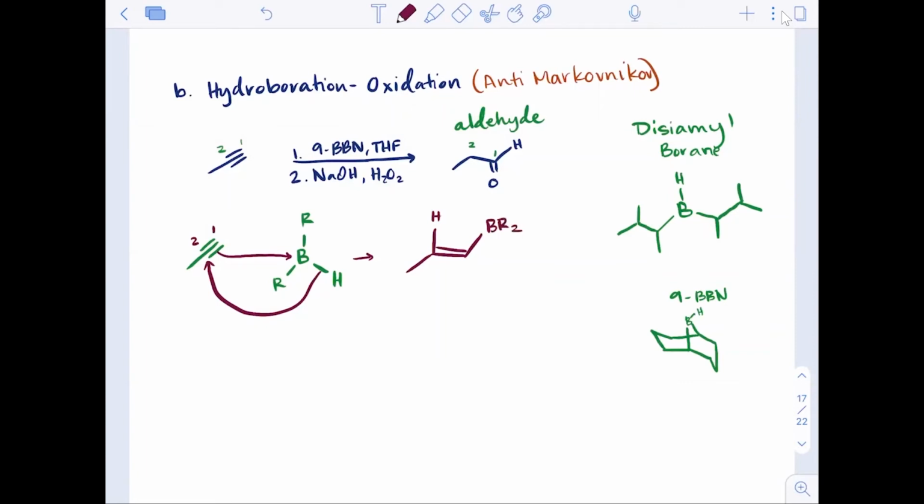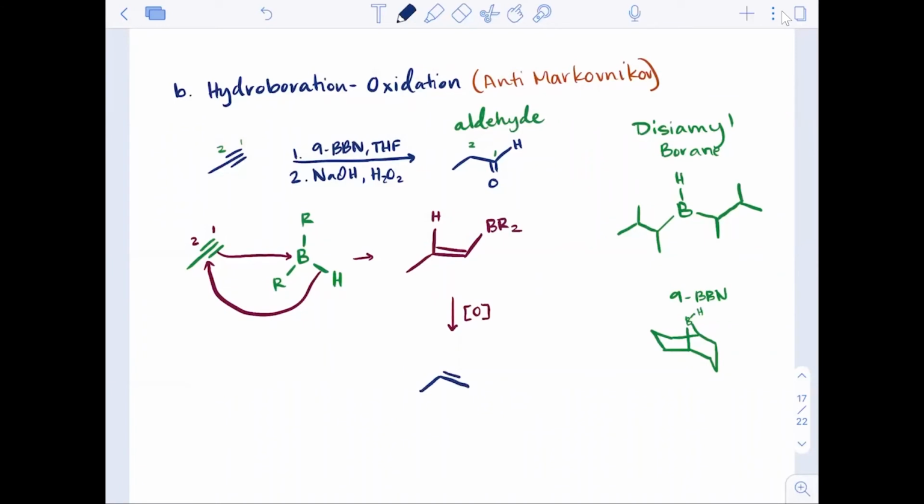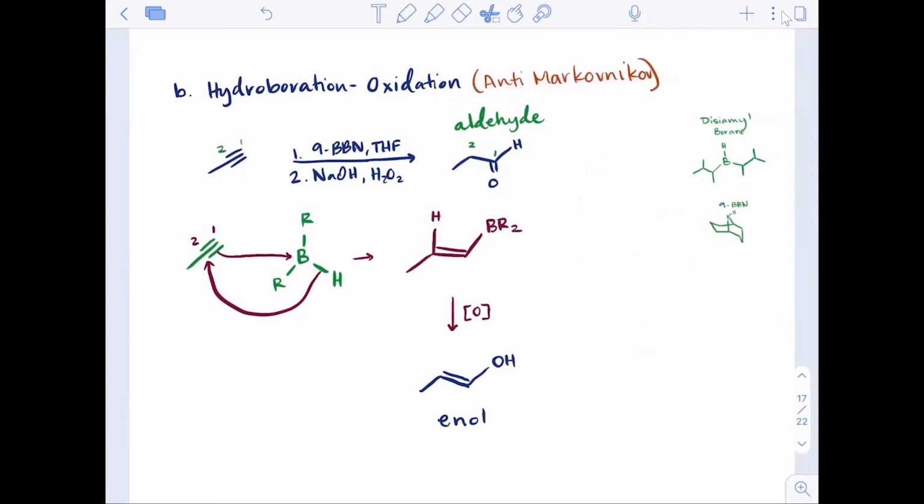And then the oxidation step, we do not need to know the mechanism for. That simply changes to our enol. And just the same way, again, what we saw with our enol from acid catalyzed hydration, our enol in hydroboration oxidation also can undergo tautomerization to the keto form. But again, this specific keto is going to be an aldehyde. So again, these are tautomers.